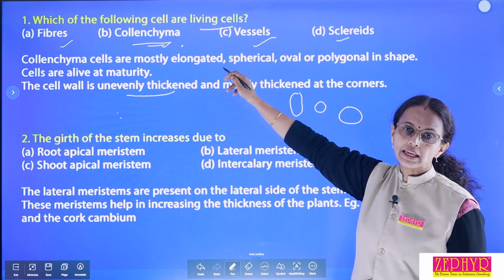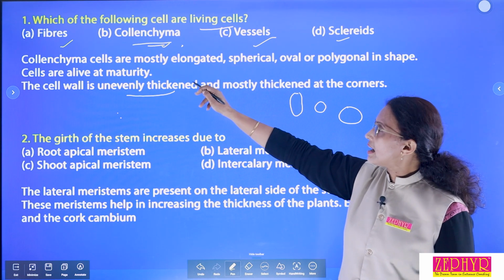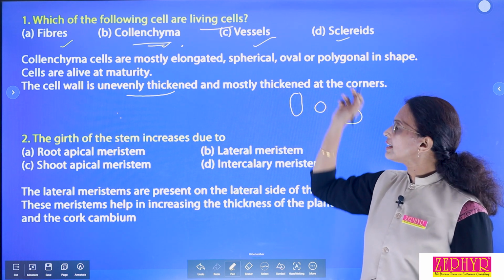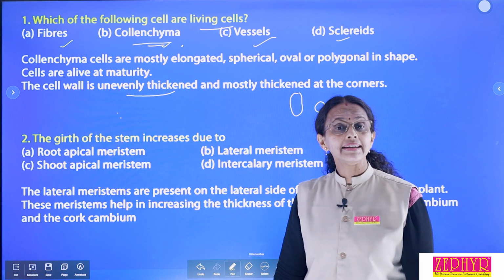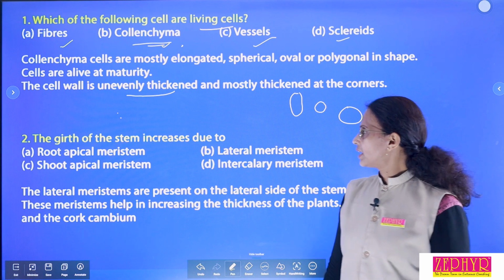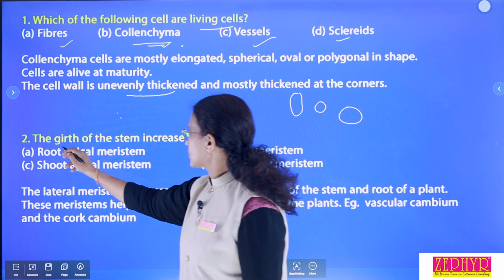Collenchyma is a living cell. Others are fiber, vessel and sclerid. These three are dead cells. Okay. Look, the next question.